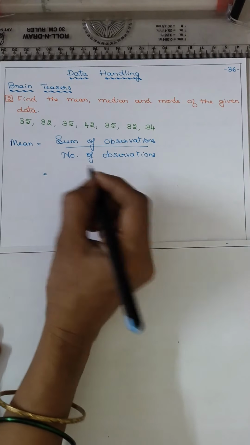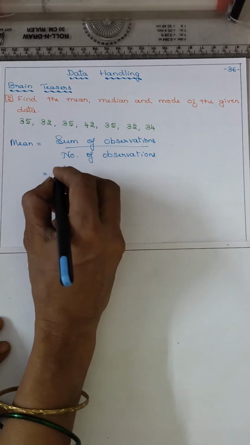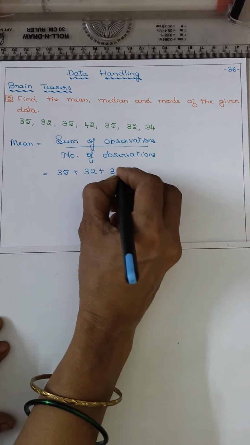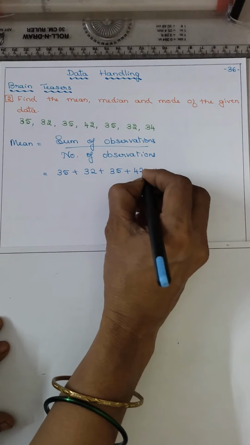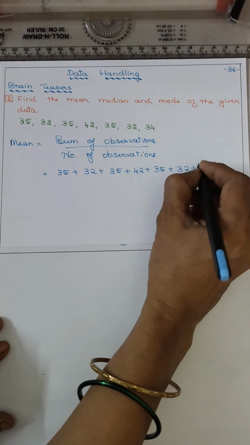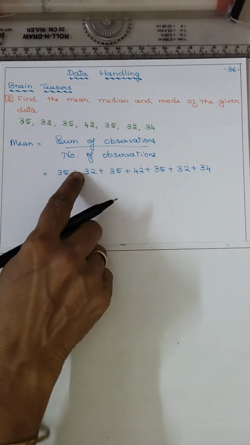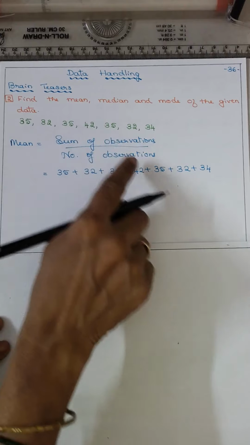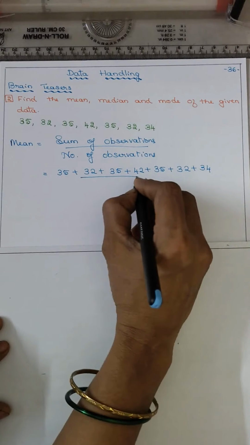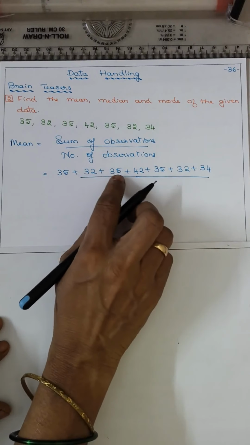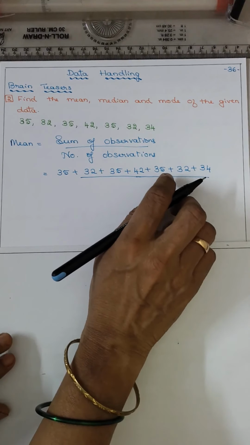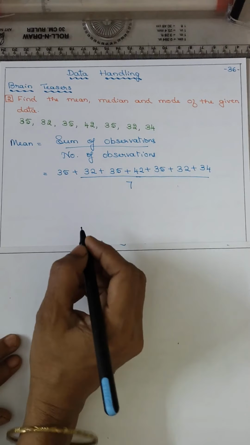Now for sum of observations, you have to add everything, that is 35 plus 32 plus 35 plus 42 plus 35 plus 32 plus 34. How many observations are there? 1, 2, 3, 4, 5, 6, 7. So total 7 are there, upon 7.